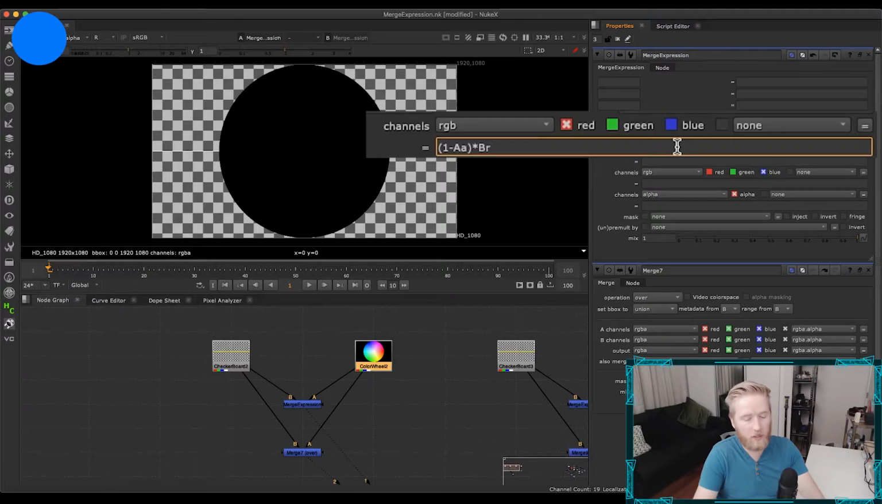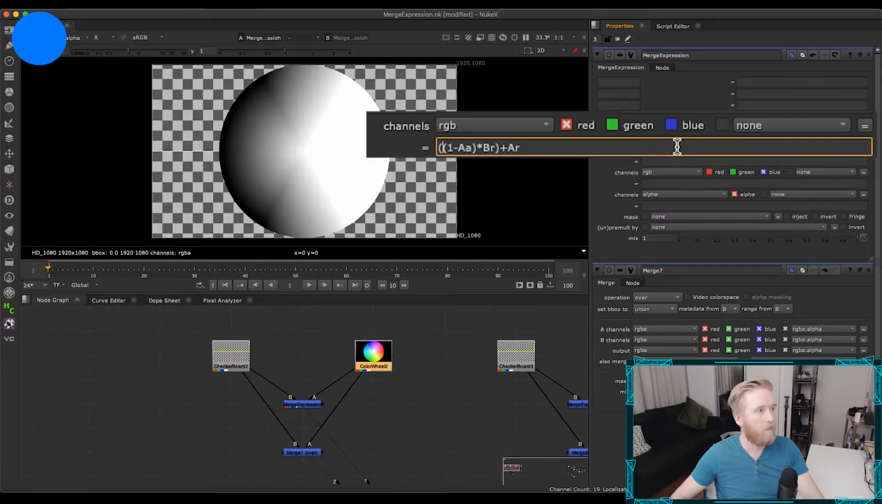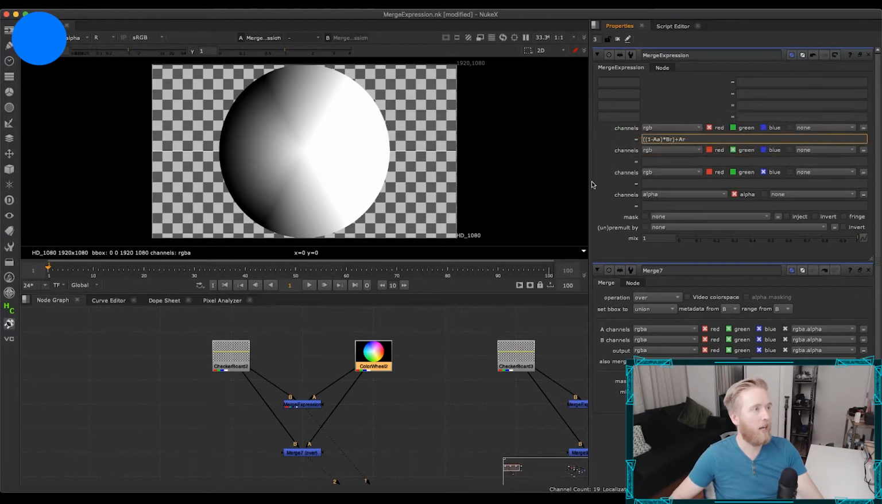To do that, we just add plus A red, and just to be super sure that our equation is working in the correct order, I'll add more parentheses around the first part, just like that. What that does is 1 minus A, then that result multiplied by the red channel from the B pipe, and then the result of that plus the red channel from the A pipe. Now if I'm looking at the red channel of the merge expression, and I compare that with a normal over operation, we can see we get the exact same result.